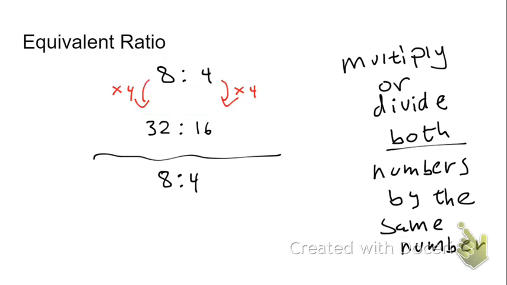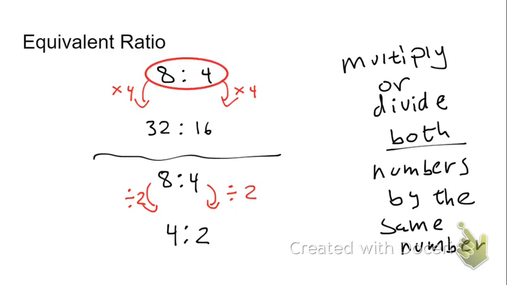And down here, 8 to 4, if I could remember on the side here, it says you can multiply or divide both sides by the same number. So what I could do here is divide both sides by 2. So 8 divided by 2 is 4. 4 divided by 2 is 2. So here, let me circle all this.